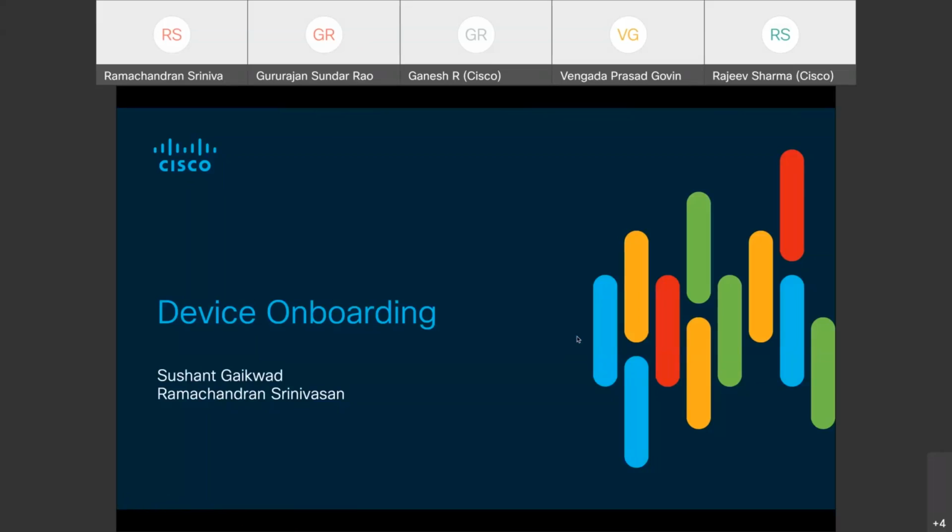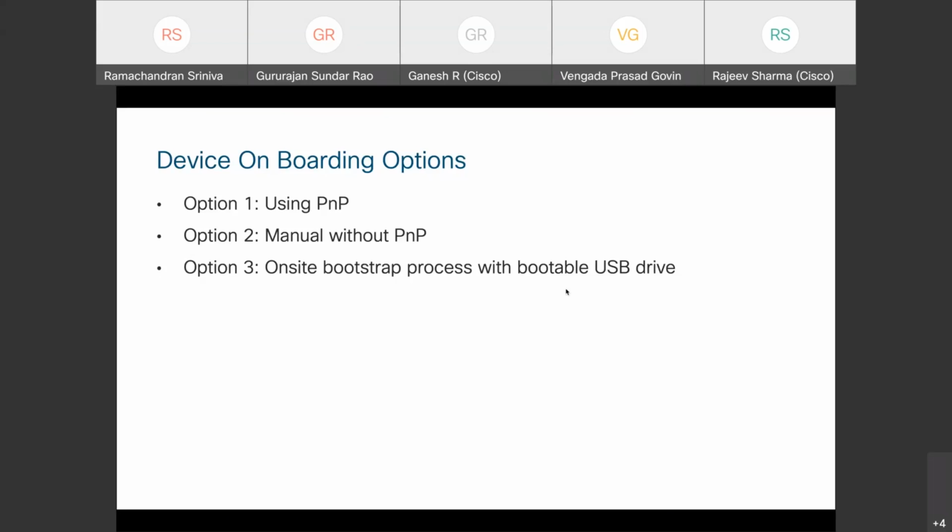This is Ramchandran. So today we will be looking at device onboarding options and how we onboard a vEdge or cEdge router into the SD-WAN overlay. Here we have three options for onboarding a device into the SD-WAN network.